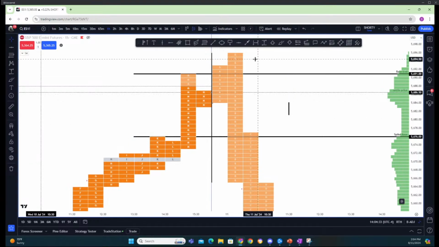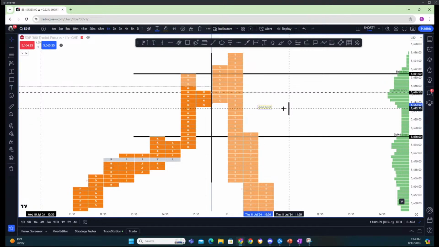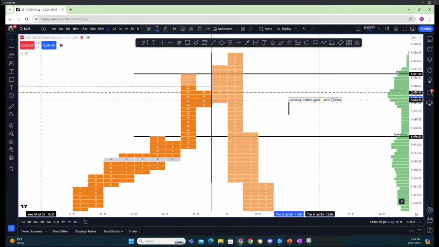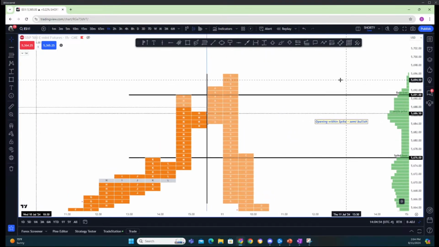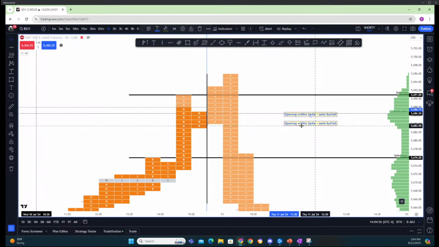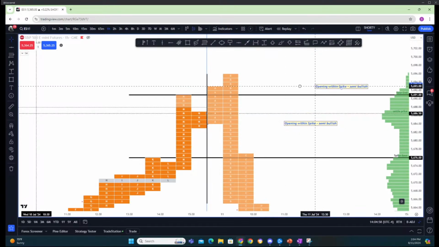We're accepting the spike, but not extremely confidently. We're opening within the spike, so we're not rejecting it. As if we opened under, we'd be rejecting and it's bearish. But because we're opening inside it, we're accepting it. And so we're bullish, but we're not extremely confident in the acceptance as if we were to open above it entirely. So it's semi-bullish. That is correct. Does that make sense to everyone?